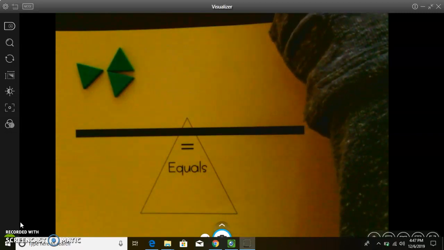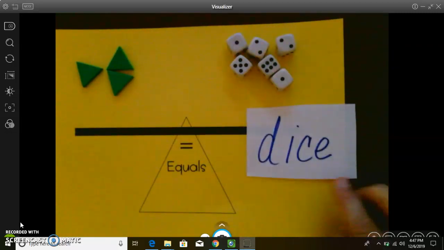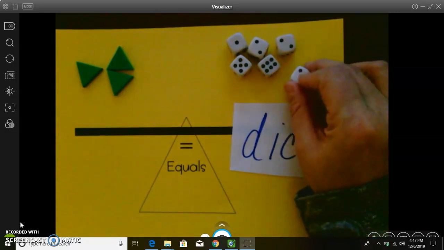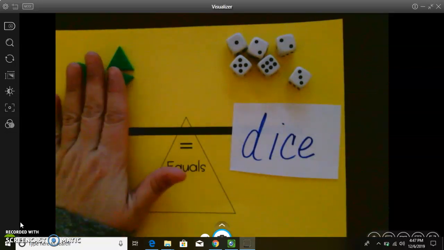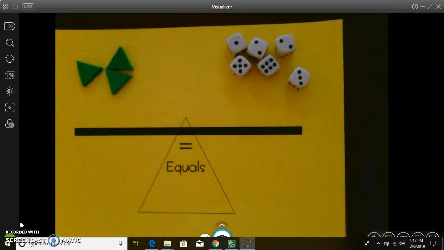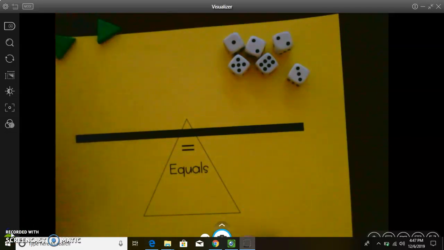The next thing that we're going to use is just a regular 6-sided dice. These are going to be used to make up the numbers on the sides. So we'll have our variables or unknowns and our dice in order to create our equations and solve them. And let's just get started with some very simple equations.